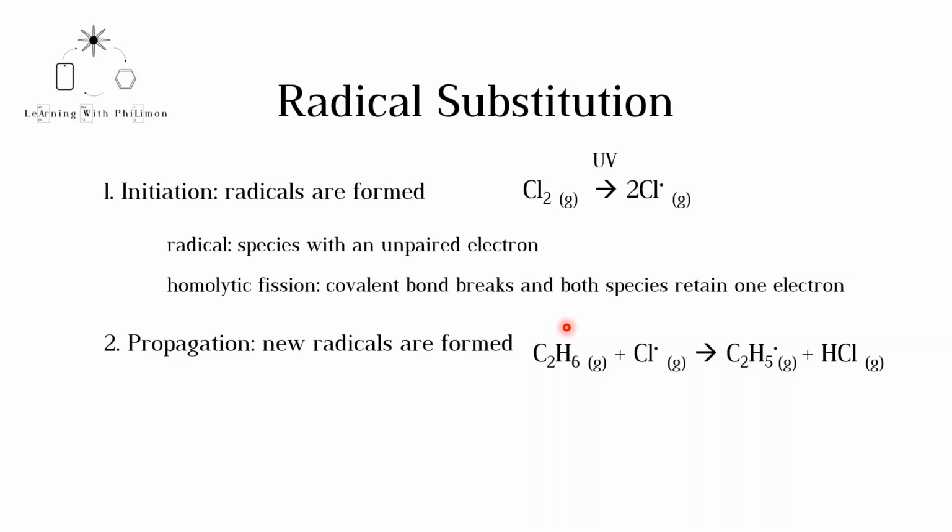In this step, a carbon-hydrogen bond in ethane breaks homolytically. As a result, the C2H5 radical forms. The chlorine radical bonds with a hydrogen atom, forming hydrogen chloride, HCl.